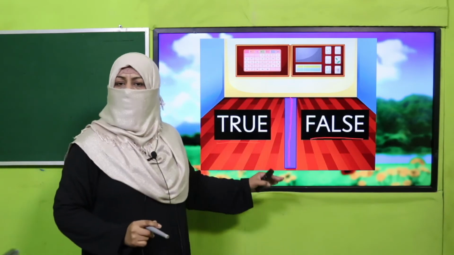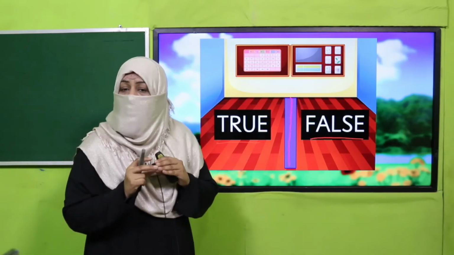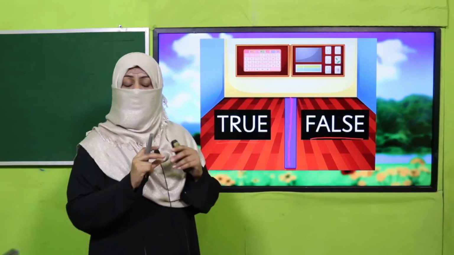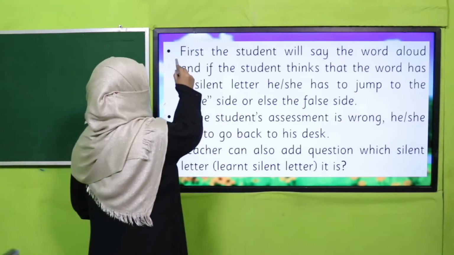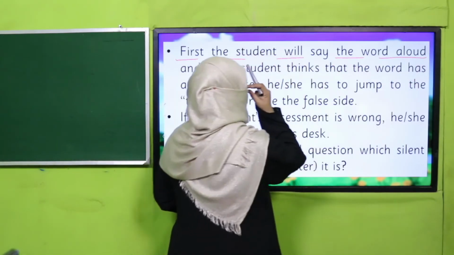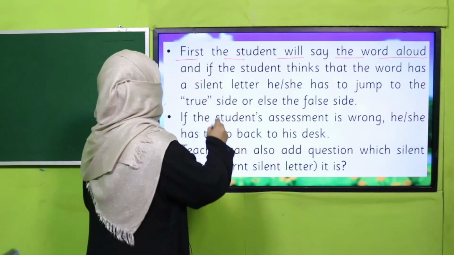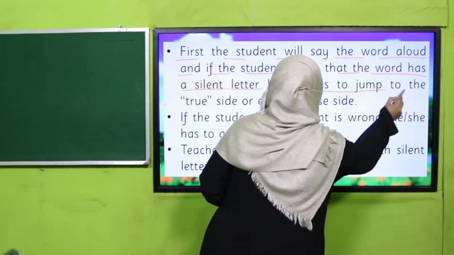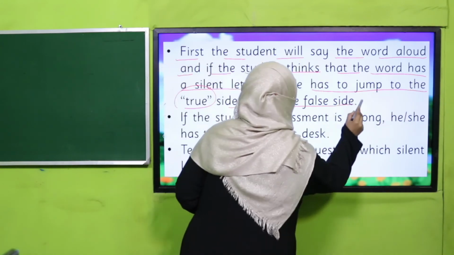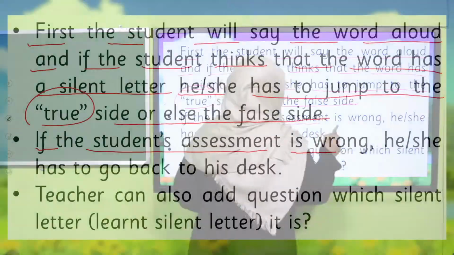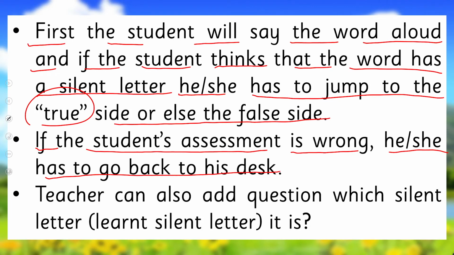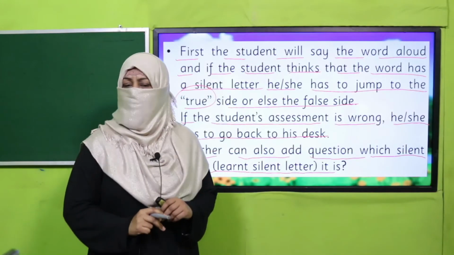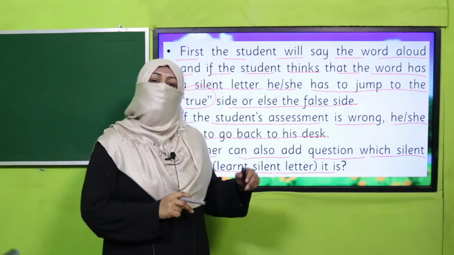Now you may pick a child, say a word, and ask the child to identify whether there is a silent letter or not. What is the child supposed to do? First, the student will say the word aloud. This child will listen to the word and pronounce the word. And if the student thinks that the word has a silent letter, he or she has to jump to the true side, otherwise to the false side. If the student's assessment is wrong, he or she will go back to the desk. And the teacher can also ask which letter is silent in this word. So in this way, the students who are not able to judge correctly will go back, and let's see who remains to win this game.